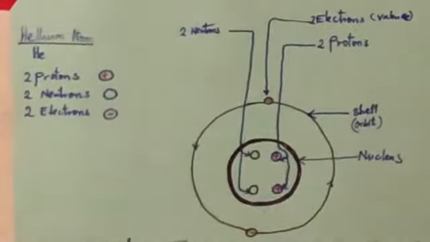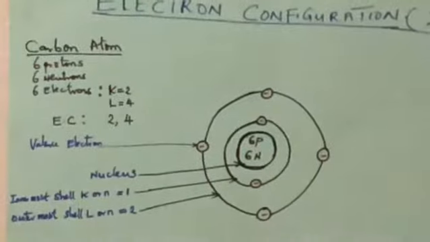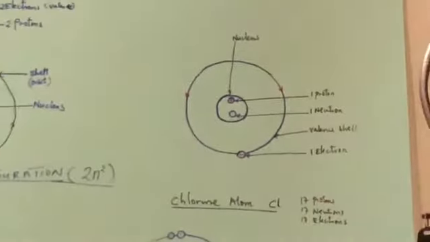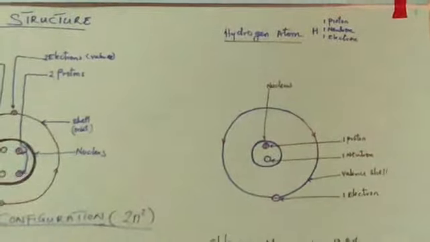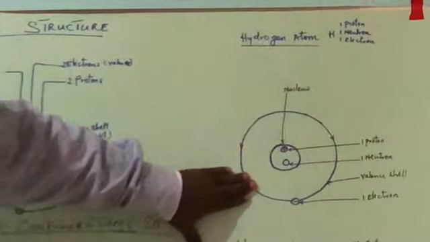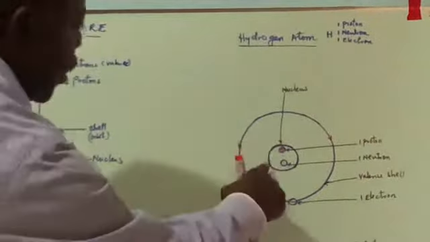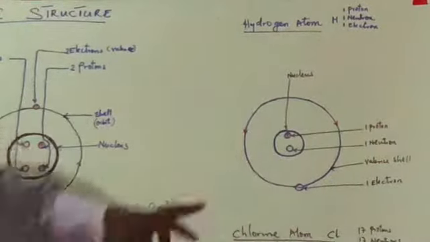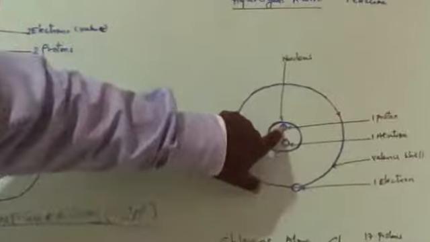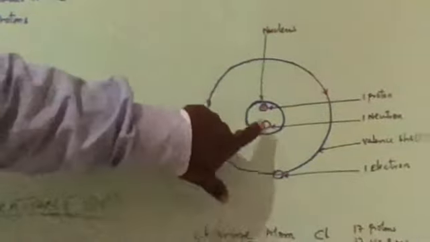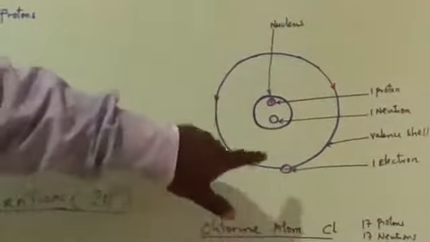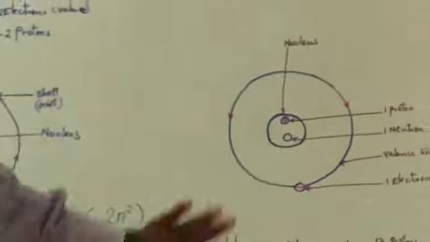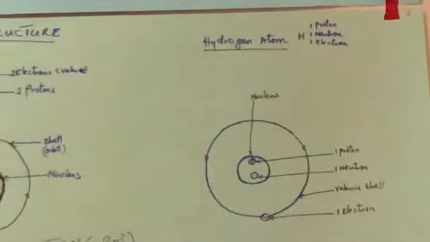The same thing goes with the hydrogen atom. Hydrogen belongs to group 1 of the periodic table. It has one proton, an atomic number of 1. This is how it is represented. This is hydrogen, and this is the nucleus. The nucleus has one proton and one neutron, with only one valence electron in the outermost shell. Now, that is a full representation of an atom.